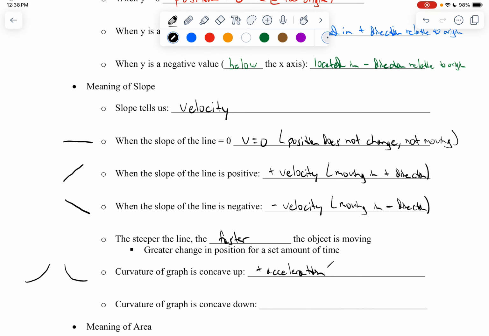That's like our curve on the left there. So if we are speeding up while going in the positive direction, that would be a positive acceleration. We can also, though, be slowing down in the negative direction.